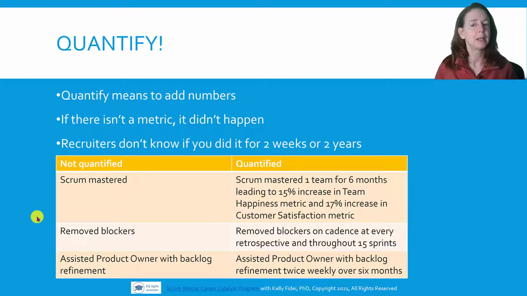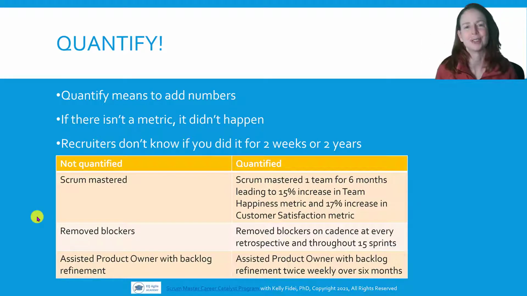So here's some examples of not quantified versus quantified. So not quantified, Scrum Mastered. You could have done it for 2 minutes, 2 hours, 2 years, we don't know. Quantified is Scrum Mastered one team for 6 months, leading to a 15% increase in team happiness metric and 17% increase in customer satisfaction metric. Boom. You see the difference, Scrum Masters?